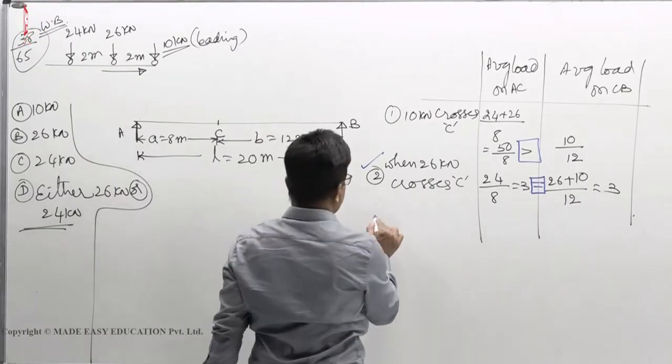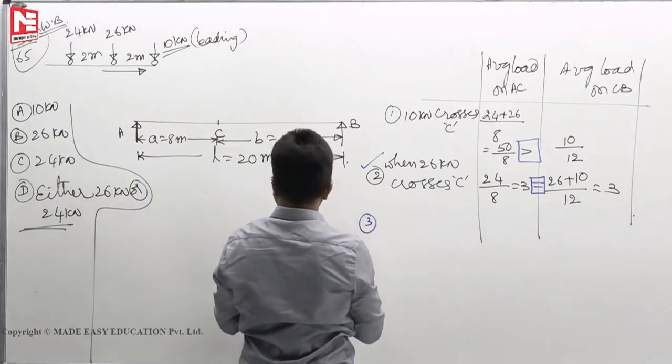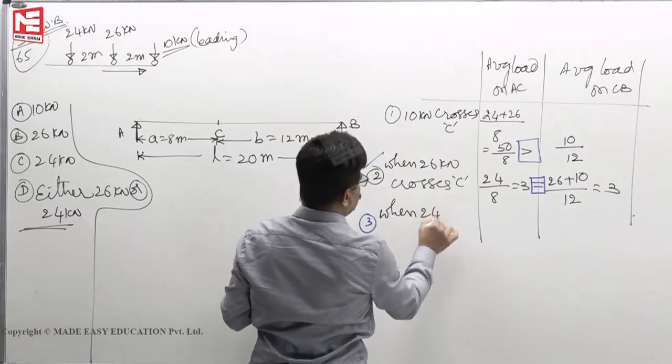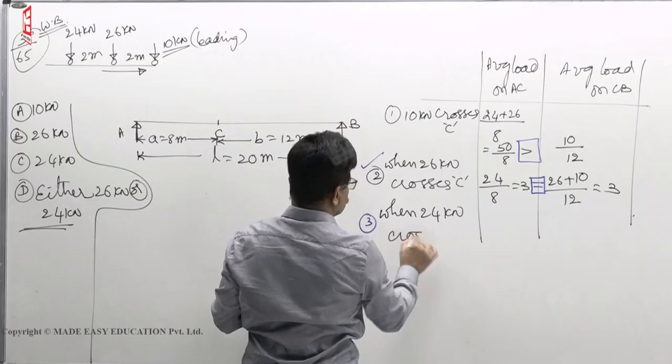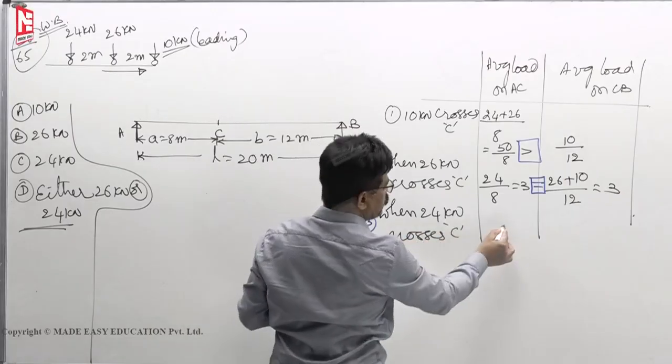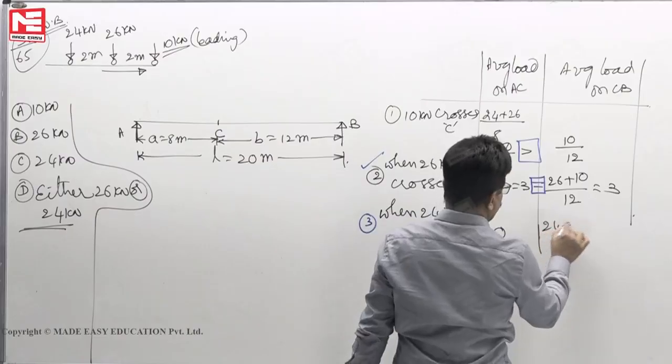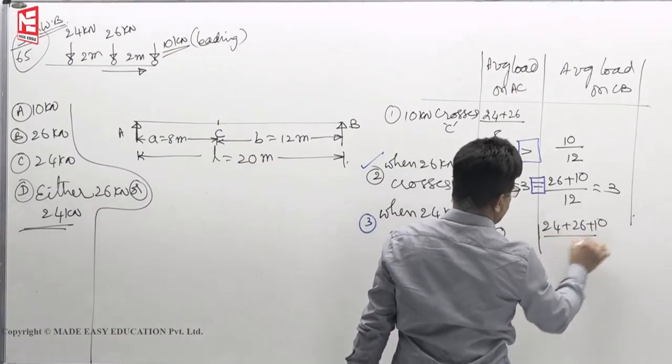Supposing that 24 kilonewton also crosses C, when 24 kilonewton crosses C, what's the average load now here? 0. Now here 24 plus 26 plus 10 by 12.